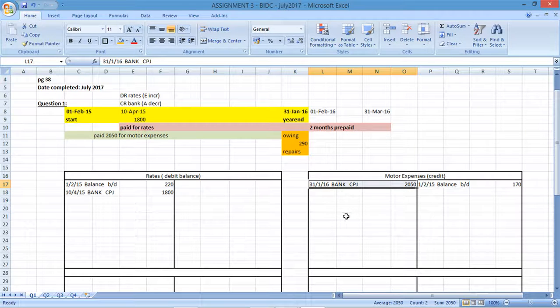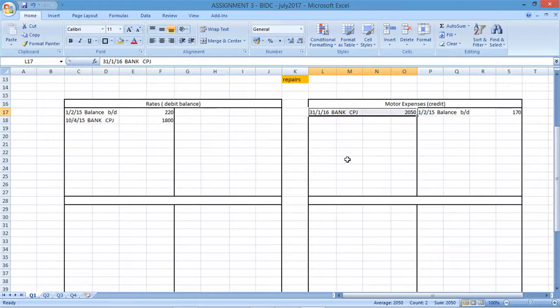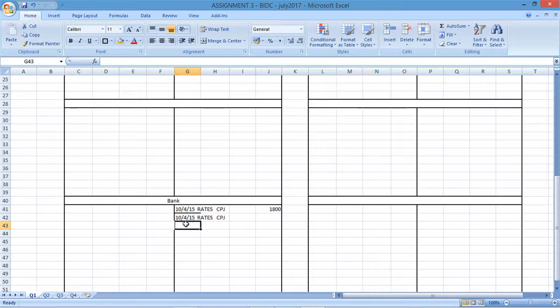Okay, the year end. So that would have been the total from the journal that we would have taken through to this particular account. All right, let's go back and record the other half here. So 31 January 2016, I would be showing a payment here for the repairs, motor expenses.